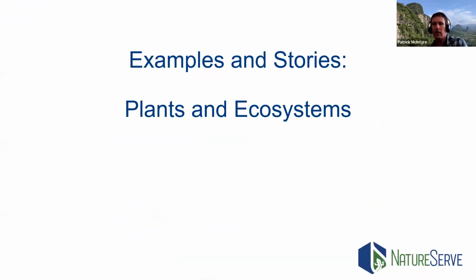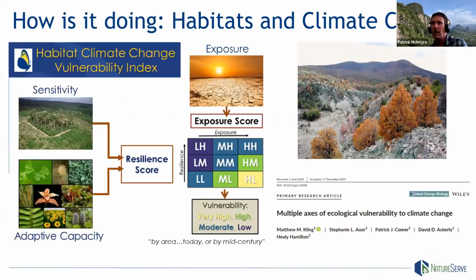So I want to talk a bit about some examples and stories, and I'll start out with some stories about our ecosystem and habitat related work, and then I'll pass it on to Wes. So one of the things that I'm most involved in as an ecologist at NatureServe is asking, how are ecosystems in North America doing when we look at habitats in relation to climate change?